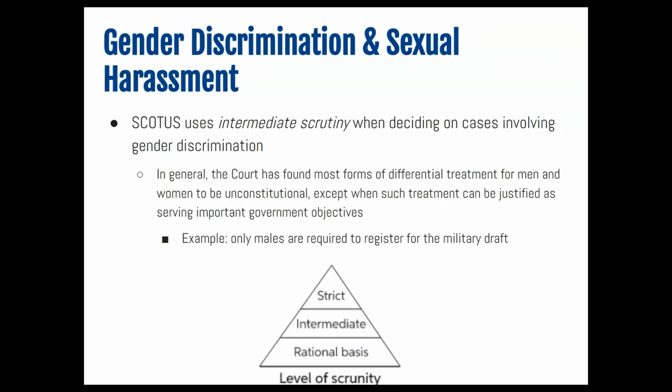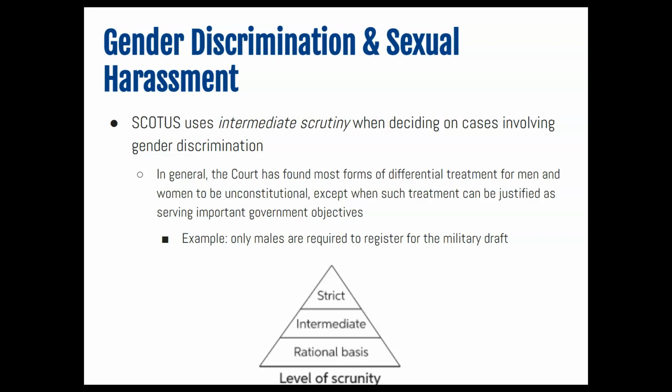Now, talking about gender discrimination and sexual harassment, remember that SCOTUS has these different standards to determine the constitutionality of laws that treat specific groups differently. They will use strict scrutiny when we're looking at race discrimination. They will use intermediate scrutiny when deciding on cases involving gender discrimination, and a rational basis for other things, maybe like age or some requirement like that.